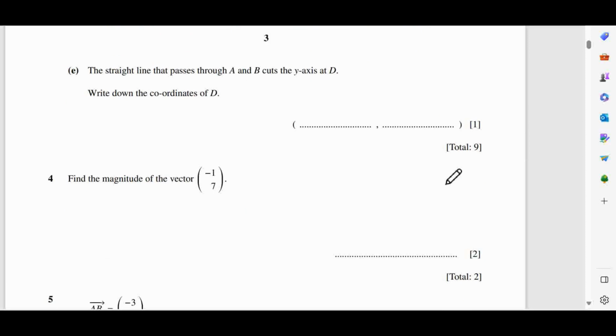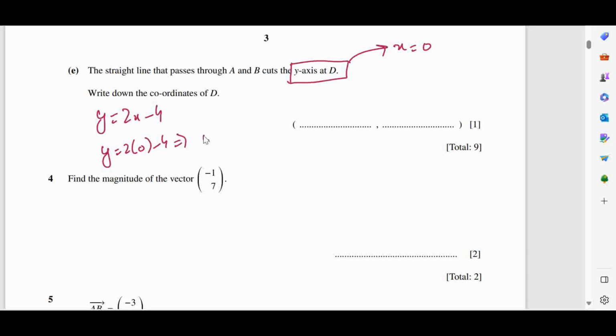We know that the equation of the line AB is y is equal to 2x minus 4, and if it cuts the y-axis at D, what does it mean? At the y-axis, x will be equal to 0. So just put x equal to 0 in this equation. So y is equal to -4. It means that x is 0 and y is -4. This will be the final answer.